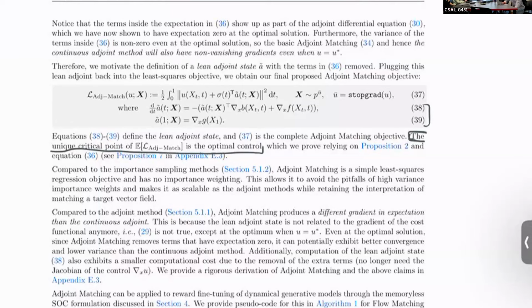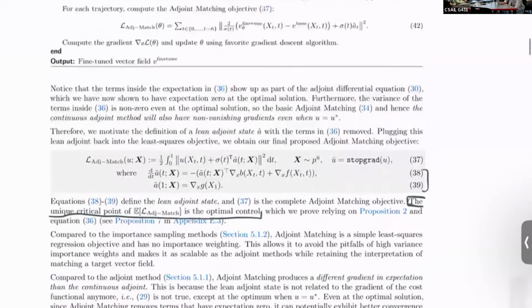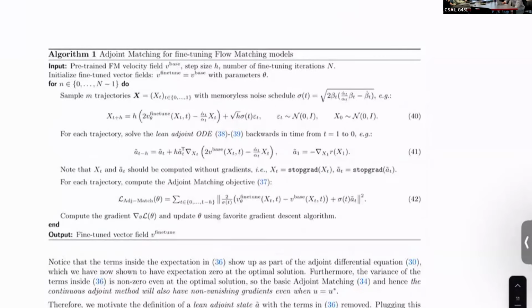Then can we look at your algorithm, and then I think we're happy. What does the algorithm do? This is written for flow matching. If you want to check out the DDIM, you can find it in the appendix as well. There are basically 3 steps. The first step, you simulate the ODE, and you use the memoryless noise scale. You simulate the fine-tuned model.